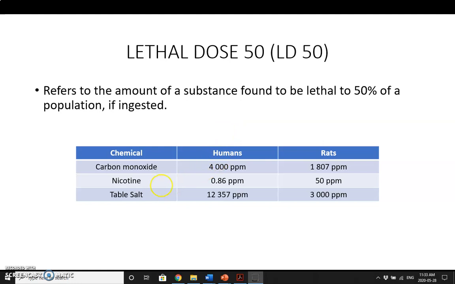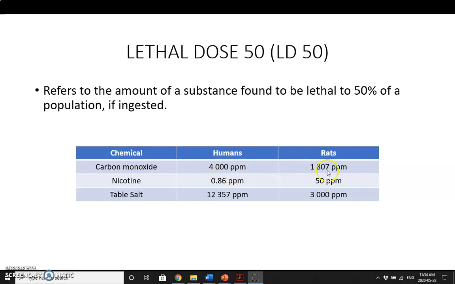And so down here in this chart down below, I've got a chart that shows three different chemicals: carbon monoxide, nicotine, and table salt, and what the LD50 dosage would be to humans and rats. You can compare those dosages between those two organisms. If you take a look at carbon monoxide, the concentration needed to be lethal to 50% of a population of humans would be 4,000 parts per million.